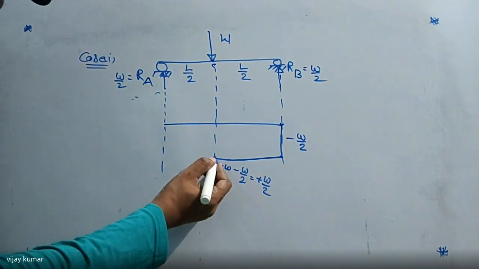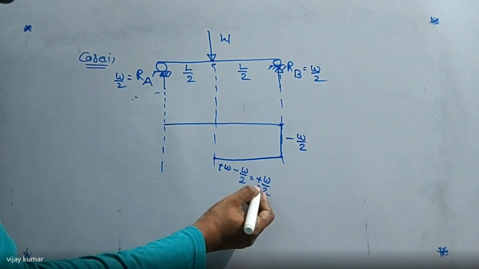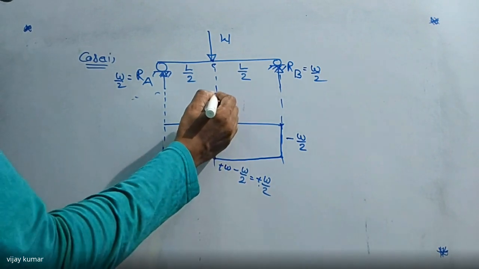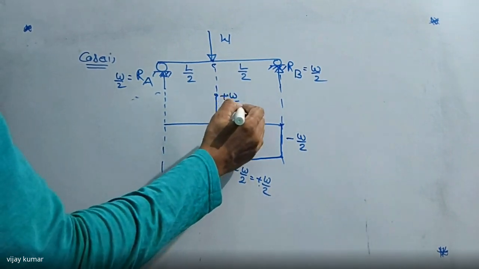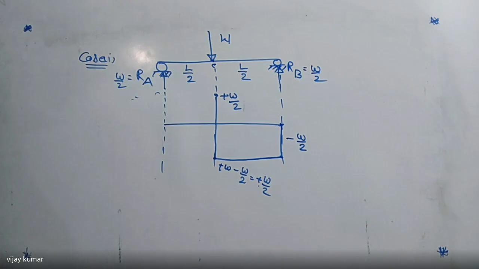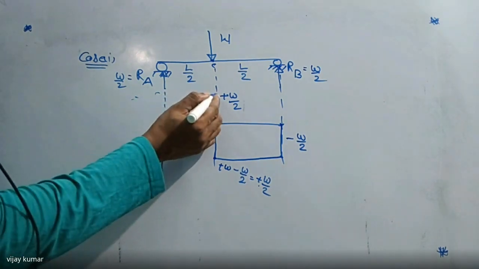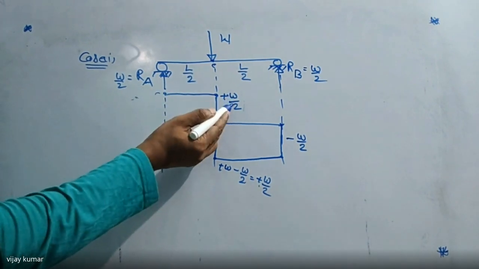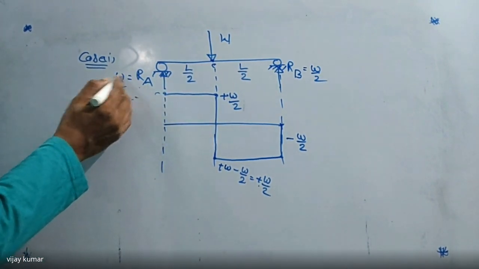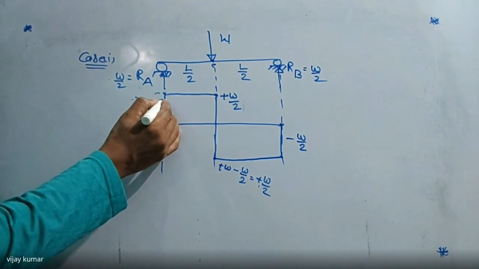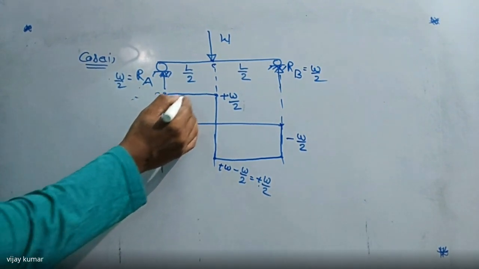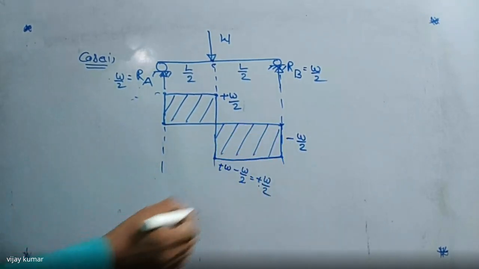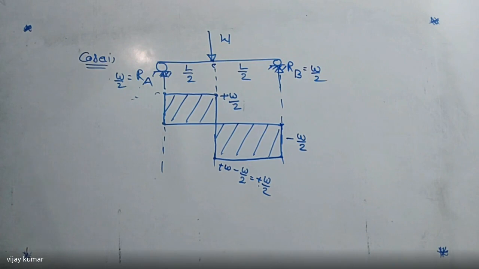So this value is how much? Minus W by 2, but we are getting plus W by 2. So I'm going from 0, again I'm going to plus W by 2. So this is plus W by 2. Got it? Up to this one is the same here. And if we come to this point, plus W by 2, again here this is moving upward, minus W by 2, both are cancelled. This is 0. So this is the shear force diagram for a simply supported beam when the load is exactly at the center.